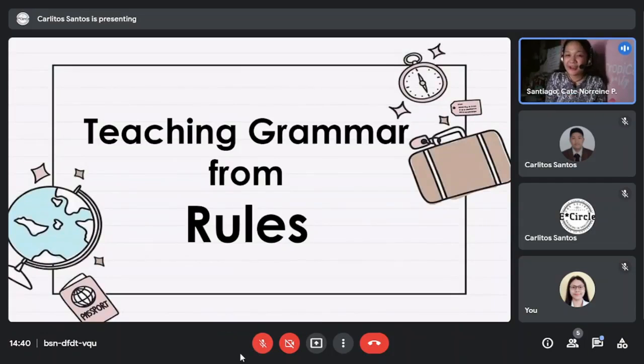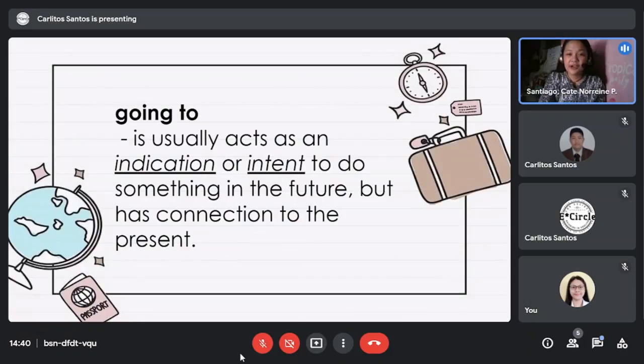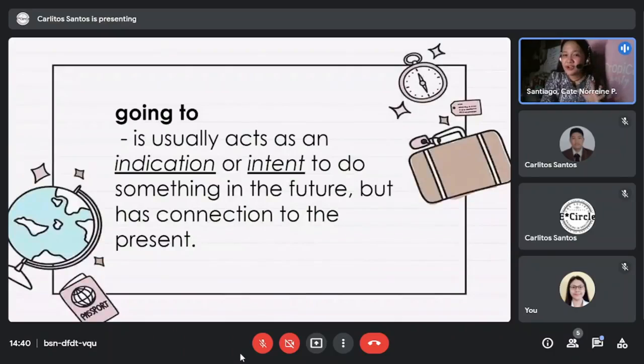And today we are going to talk about teaching grammar from rules. To be particular, we are going to talk about the verb "going to." So, how do we use "going to"? "Going to" usually acts as an indication of intent to do something in the future, but it has a connection to the present. Okay? So, what is the formula of using the verb "going to"?